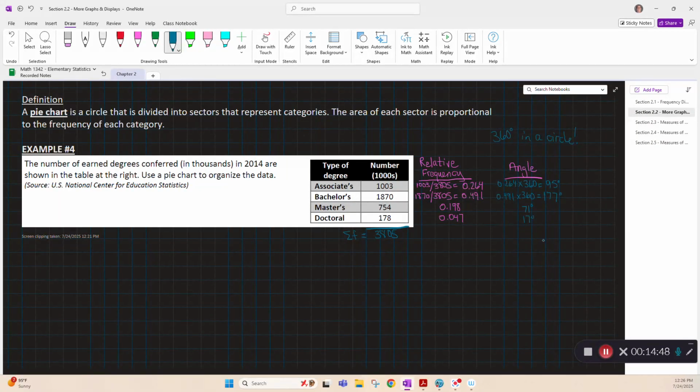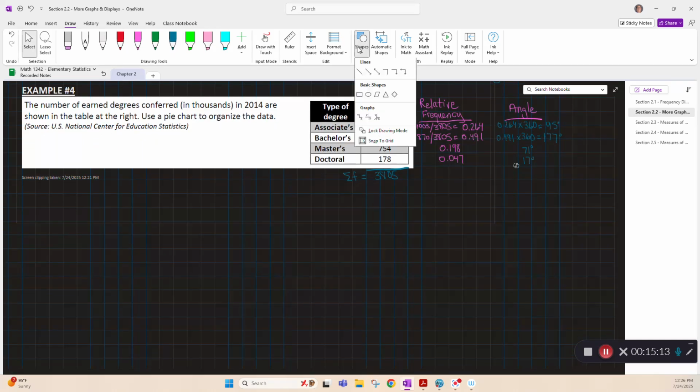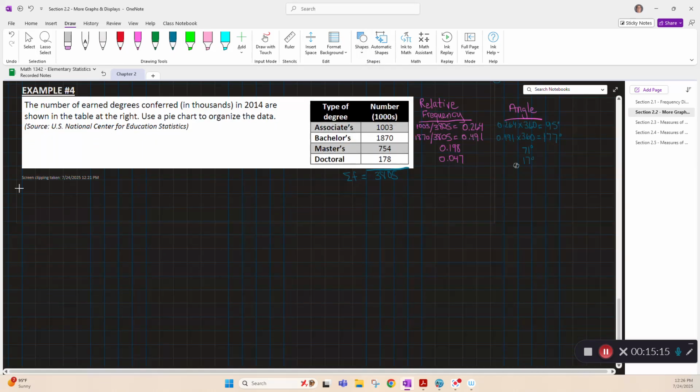So now that tells me, when I go to draw my circle, how big each wedge, or sector if I want to use the technical definition, needs to be to be representative of the data given. So that's our next step now. We've done all the grunt work. Now let's draw the circle.